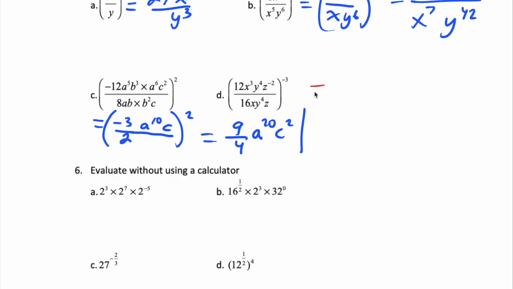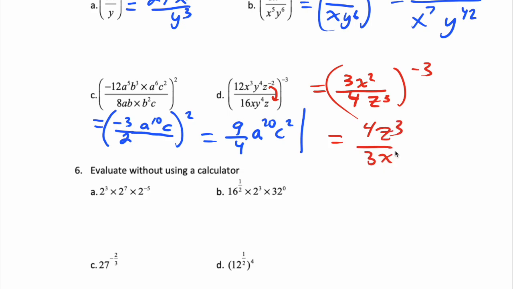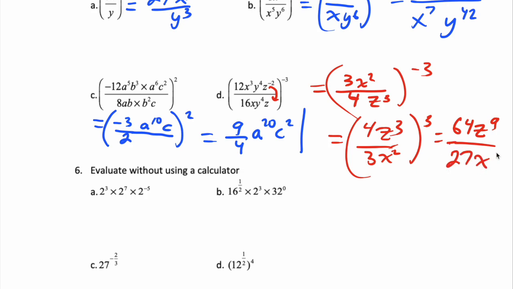Similarly, for this one, it's easier to simplify what's in the brackets first. 12 over 16, we can divide by 4 as 3/4. For the x's, we get x squared. For y's, they totally cancel, and the z can come down here and have z cubed. Okay, now the negative 3 exponent, the negative means you flip the fraction, so it's like 4z cubed over 3x squared, to the power of 3, and 4 cubed is 64. The denominator is 27x to the power 6.